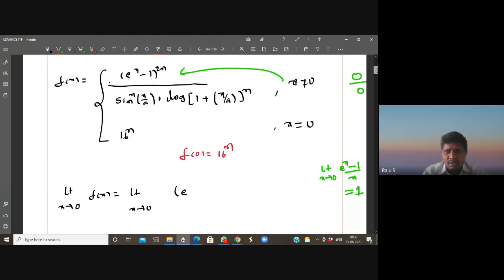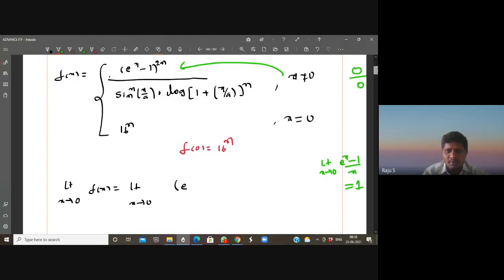Limit x tends to 0, e power x minus 1 by x always is equal to 1. But is there any x? There is no x at all, right? So what I want to do is e power x minus 1 whole to the power of 2n by x power 2n into x power 2n. Okay, I multiply and divide with this.